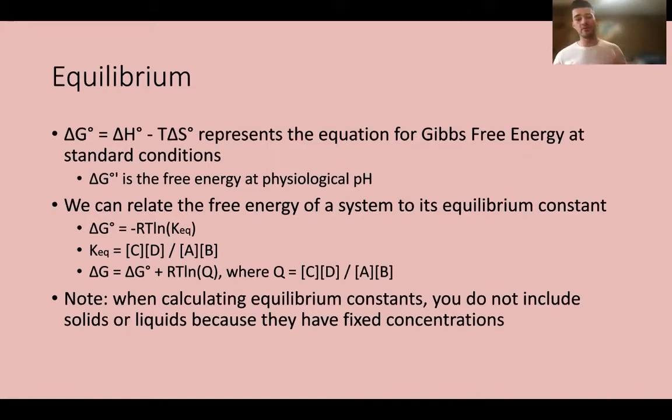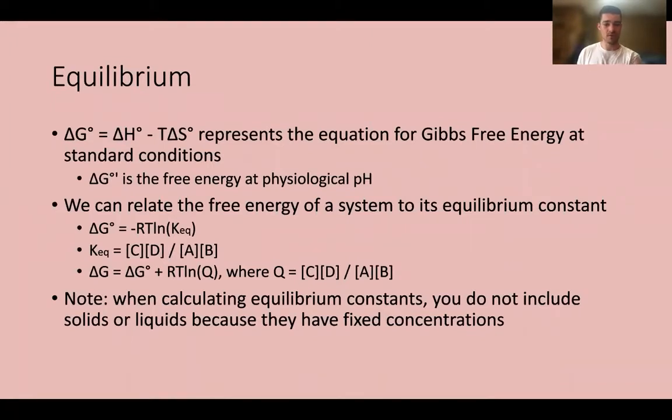So when we know that, we have all this information, we can actually calculate delta G of a reaction that we're running. So delta G is going to equal that standard delta G plus RT ln of Q, where Q equals C times D over A times B. So it's the same thing, it's product over reactants. The only difference between Q and K equilibrium is that K equilibrium is that ratio when the system is in equilibrium, and Q is the ratio when the system is at any other point. So Q can equal KEQ, but for most of the time it's not going to.